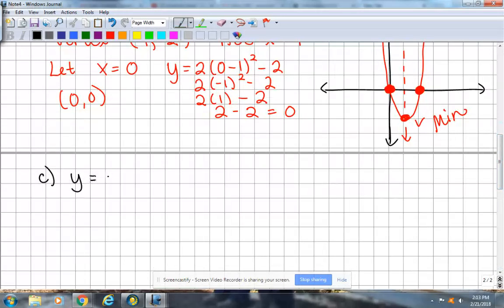y equals negative parentheses x plus 2 squared plus 3. Tell me something you know about what this parabola is going to be. It's upside down, so the vertex will be a maximum. Very good. So the vertex will be the highest point on the parabola.